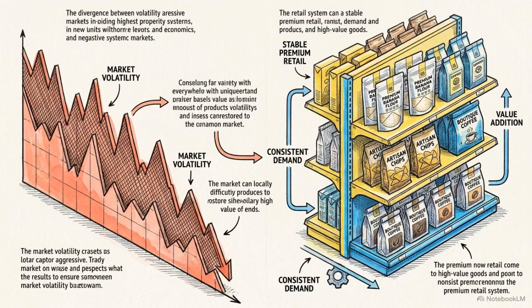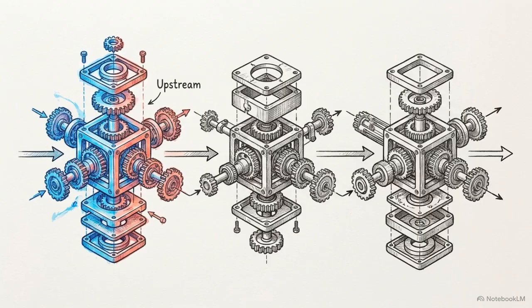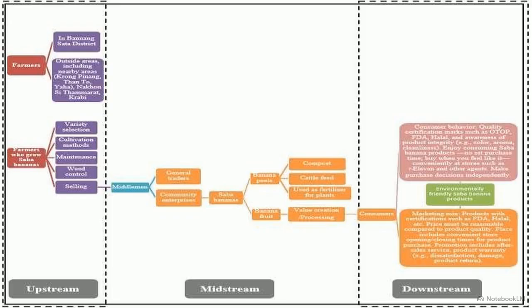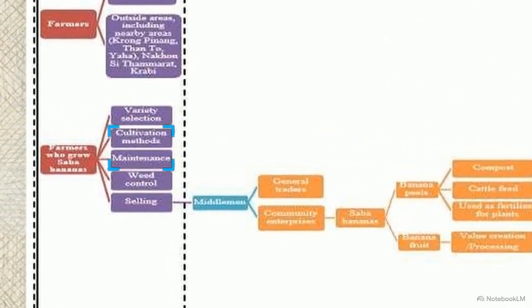Finally, we follow the chain back to its ultimate origin point, the upstream farmers in the Banning Sata district. For the midstream processors to secure their high-level certifications, the upstream agricultural practices have to supply impeccable raw material. The data forces a change at the community level. Look at the upstream inputs. Cultivation methods and maintenance are strictly regimented to support downstream demands.